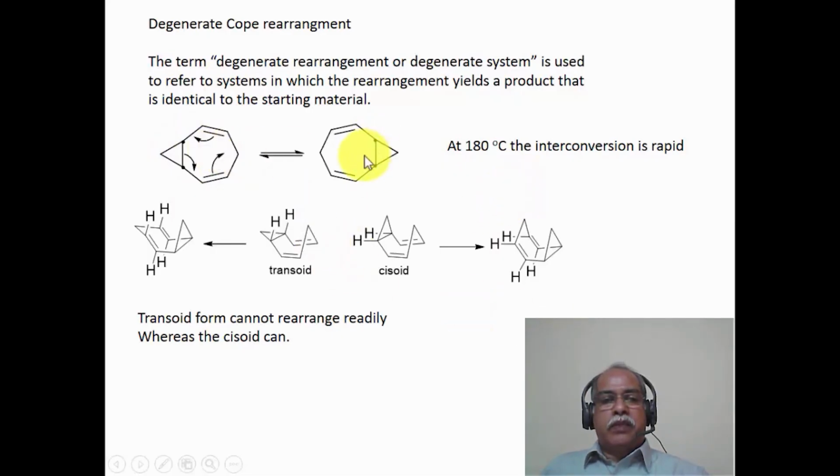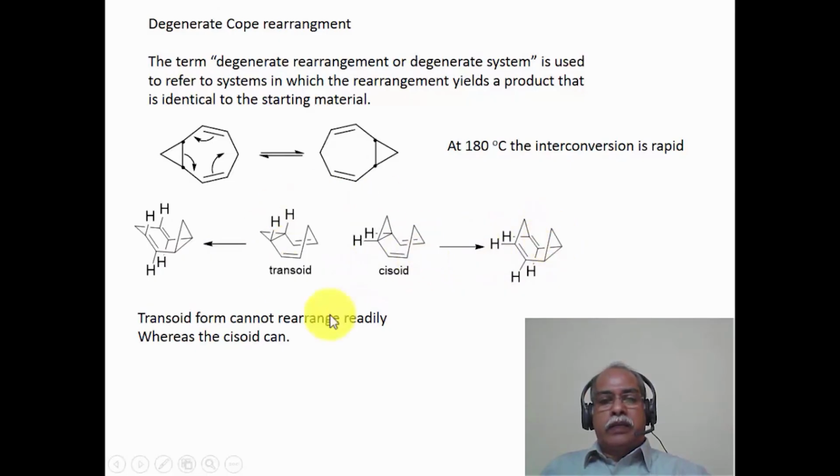Now in this type of situation, this molecule can exist either in the transoid form or the cisoid form. In other words, the cyclopropyl ring and the two vinyl groups are in the transoid geometry here, whereas the cyclopropyl group and the two vinyl groups are in the cisoid geometry here. The transoid geometry of course cannot undergo the 3,3 sigmatropic rearrangement, whereas the cisoid can.